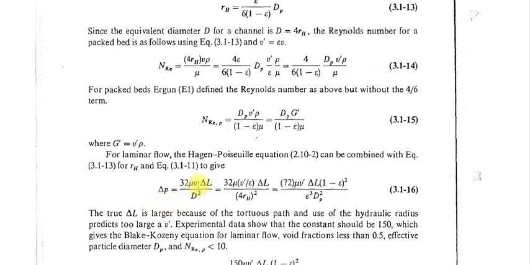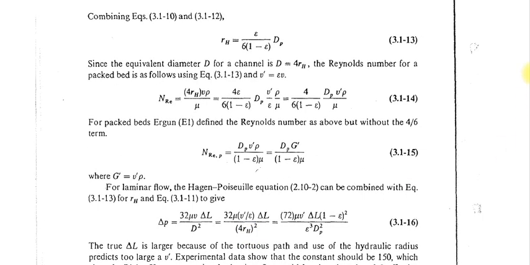So here we just substitute the value of v equal to v dash by xi, and then substitute the value of D square equal to 4 rh square, and rh equal to xi by 6 (1 minus xi) dp. When you substitute all these values, you will get 72 multiplied by mu v dash delta L (1 minus xi) square divided by xi cube dp square, where mu is the viscosity, v dash is the superficial velocity, delta L is the length of the column.